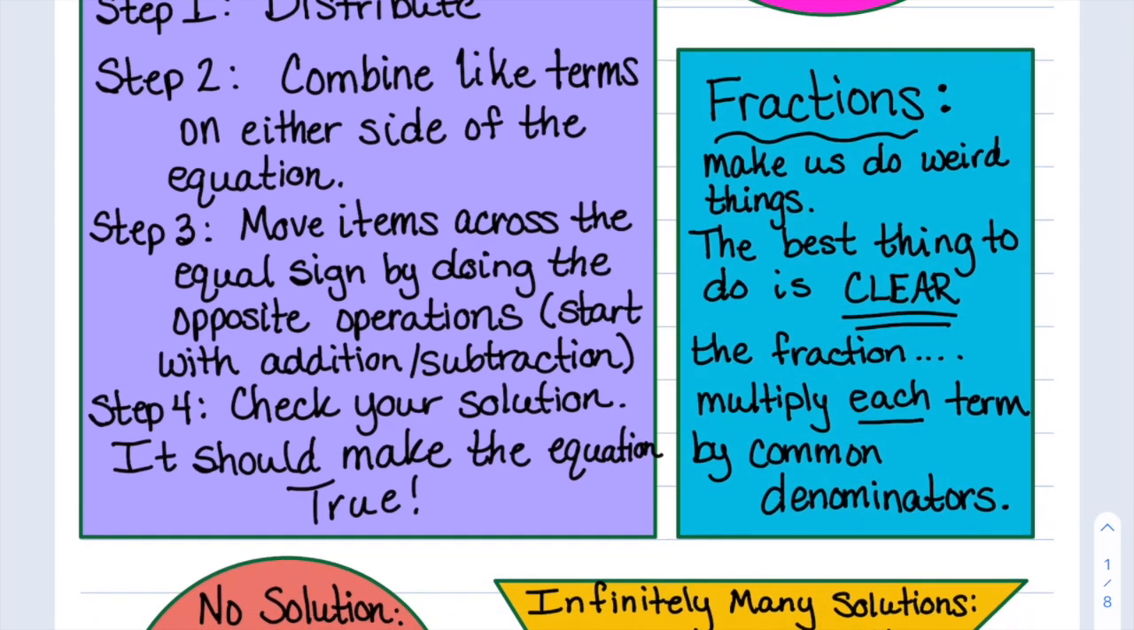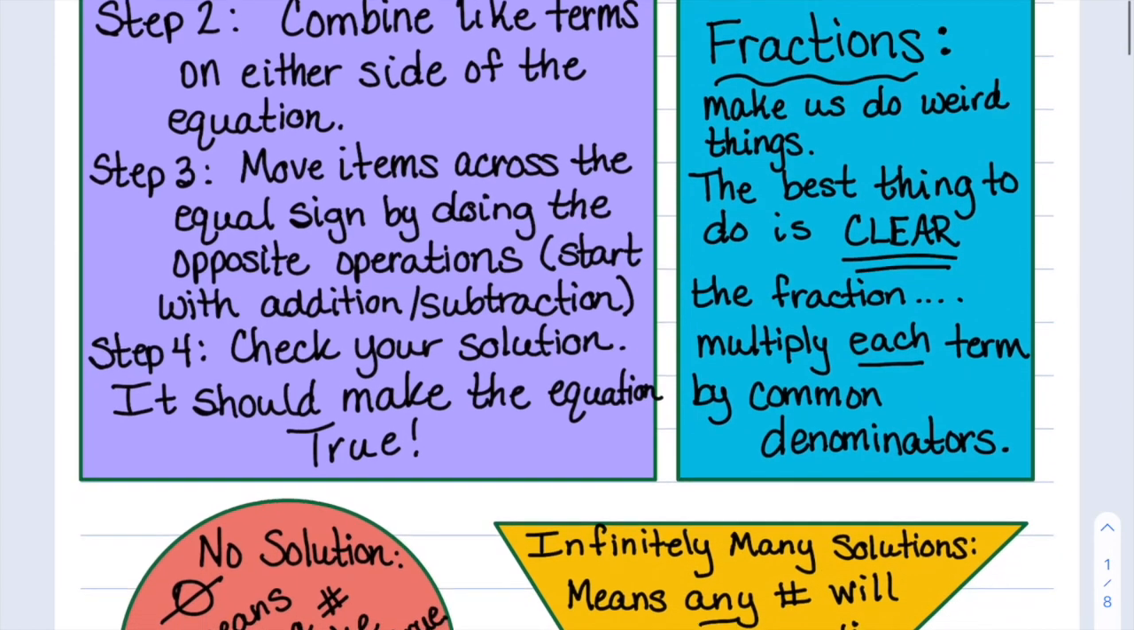You always want to check your solution, and it should always make the equation true. If it doesn't, then you've done something wrong. With fractions being in there, they make us do really weird things, so the best thing to do is clear the fraction, and that really means you're just multiplying each term by a common denominator. Hopefully the lowest common denominator, so you're not having very big numbers, and we'll do some of those clearing fractions and show you what those mean.